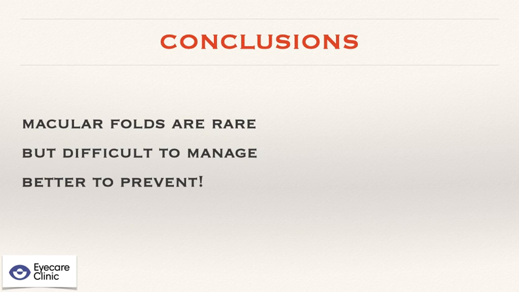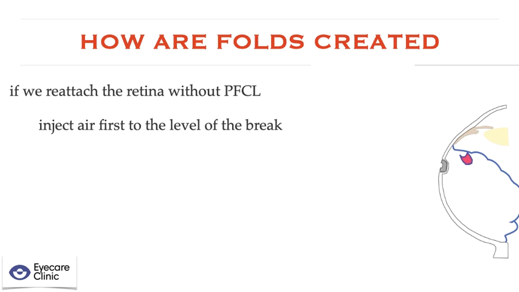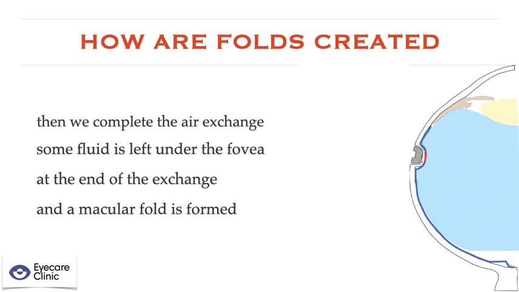But this was an extreme example to say that although macular folds are rare, their management is difficult and full of surprises. It is much better to prevent them. So in order to prevent the folds, we should first understand how folds are created. If we select not to use PFCL but only air, we will aspirate the fluid through the break while the air enters the eye. And then, when completing the fluid air exchange, some residual fluid will remain in the macular area.